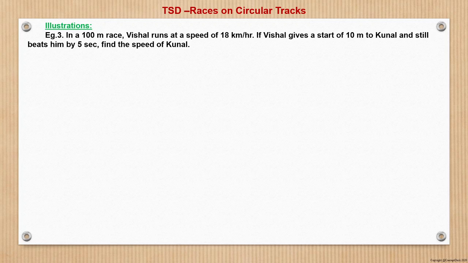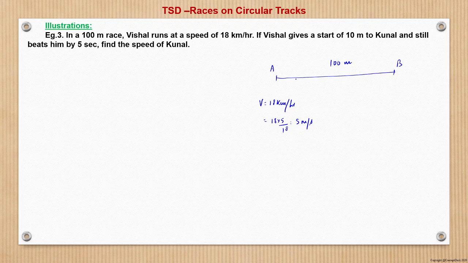Question number 3 says that in a 100-meter race, Vishan runs at a speed of 18 km per hour. If Vishan gives a start of 10 meter to Kunal and still beats him by 5 seconds, find the speed of Kunal. Let us see what the question says. In a race of 100 meter, let this be the race track, AB, of 100 meter. Vishan runs at 18 kilometer per hour, which we can write as 18 times 5 by 18, which is 5 meter per second. We'll convert kilometer per hour to meter per second.